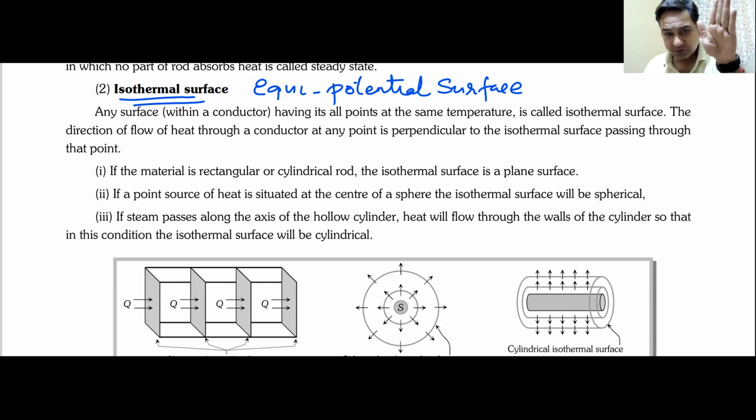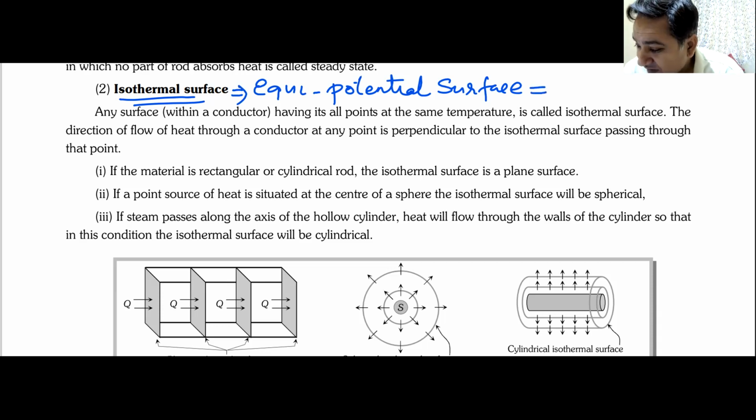So, thermal current flows because of difference in temperature. You've seen that. Please check the lecture. Electric current flows because of difference in potential. And therefore, isothermal surface is equivalent to equipotential surface. Do we understand it now, beta? Yes, sir.